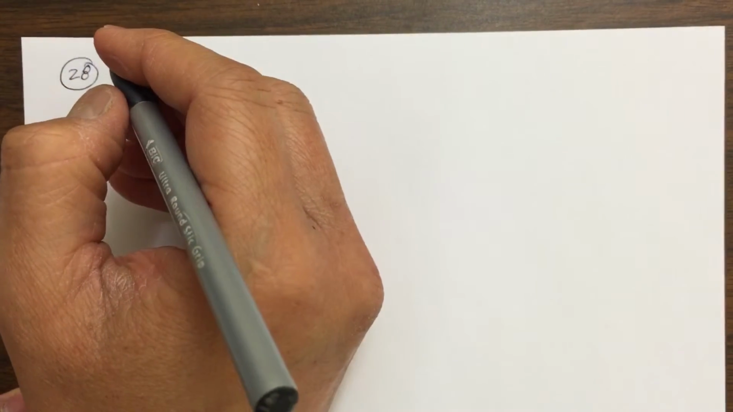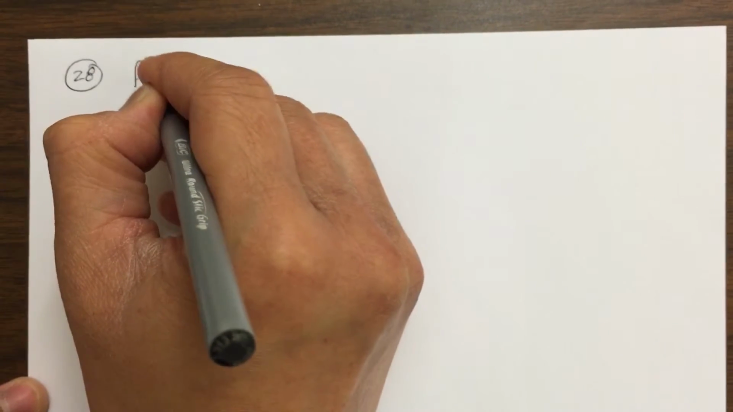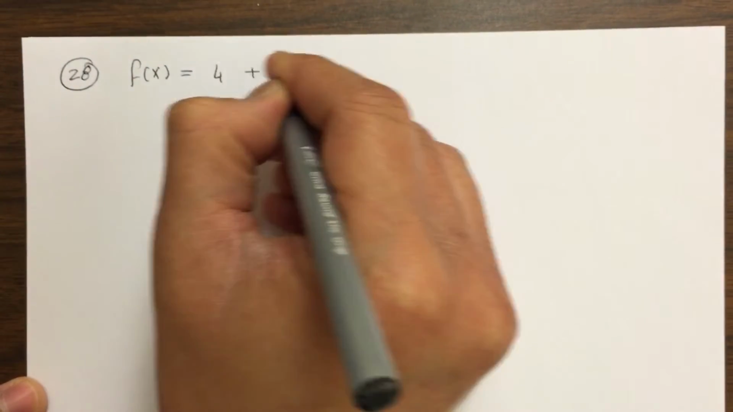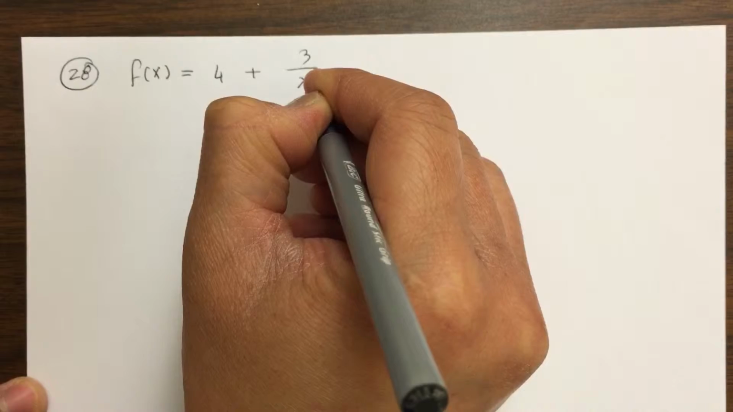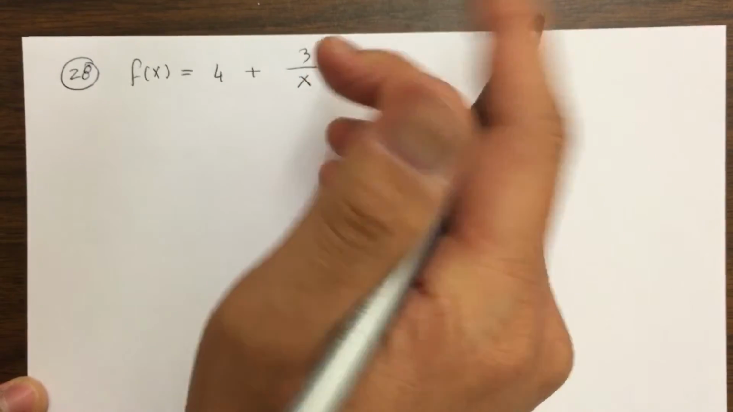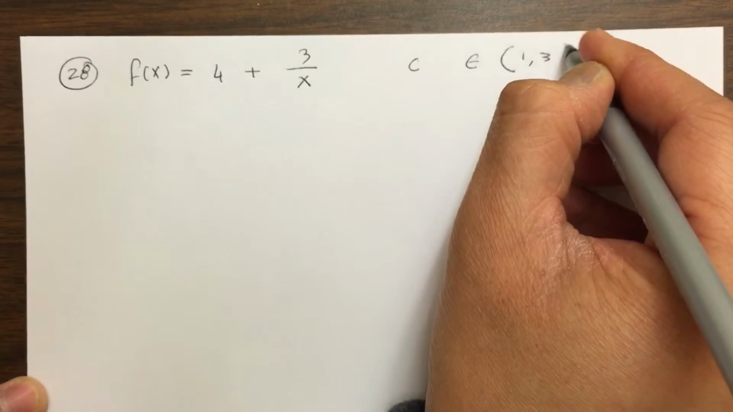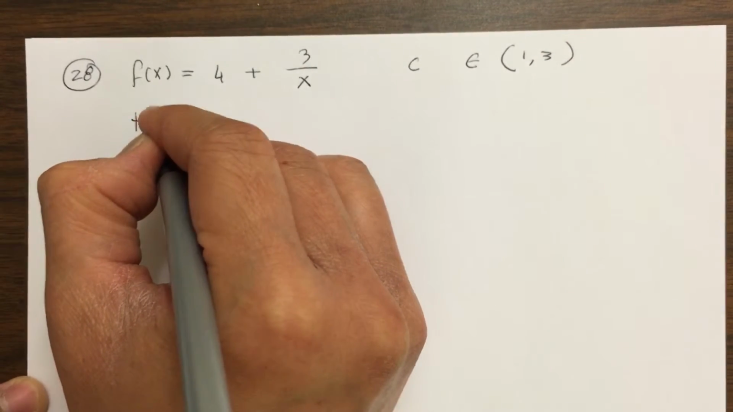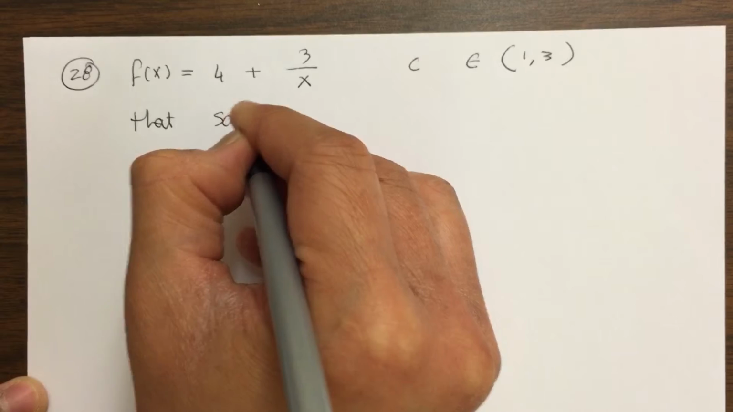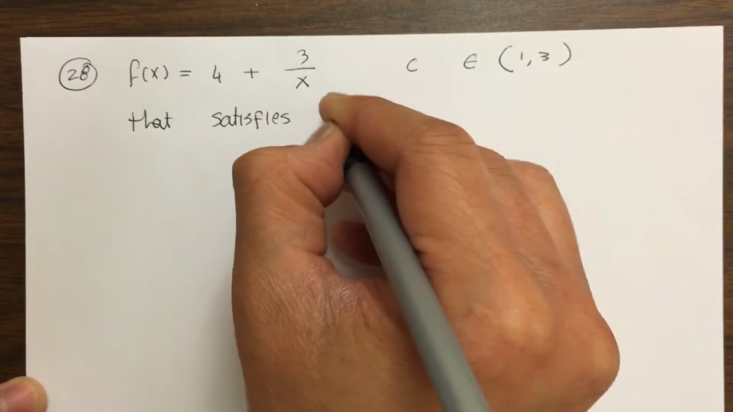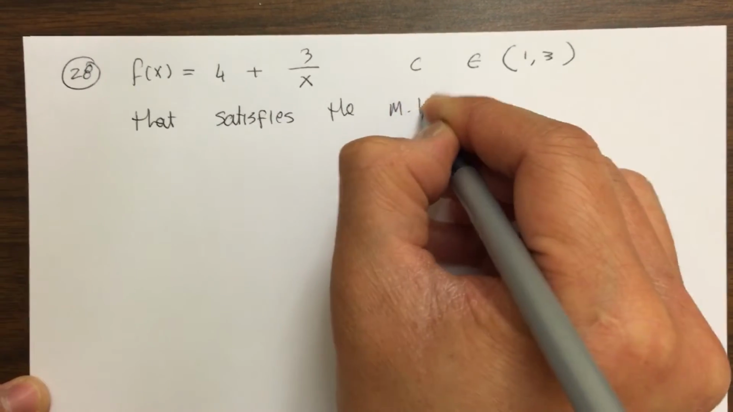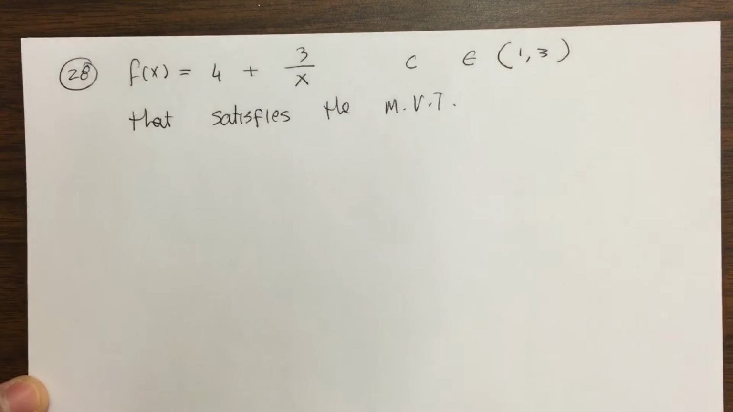Problem number 28. Given the function 4 plus 3 over x, find all the values c in the interval 1 to 3 that satisfy the mean value theorem.